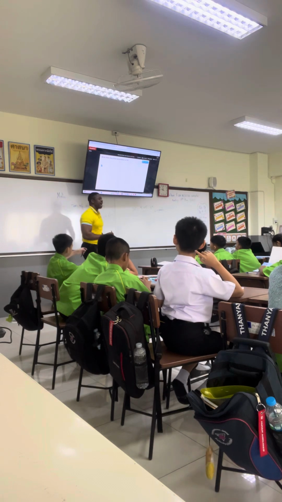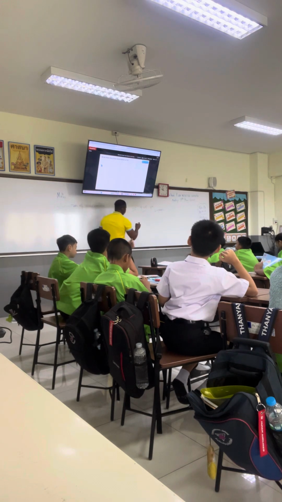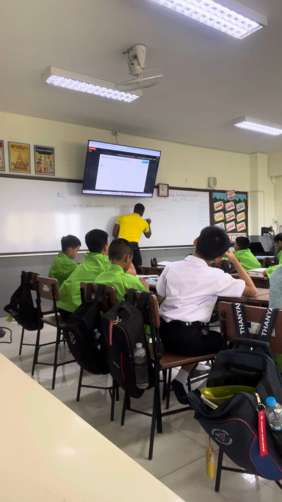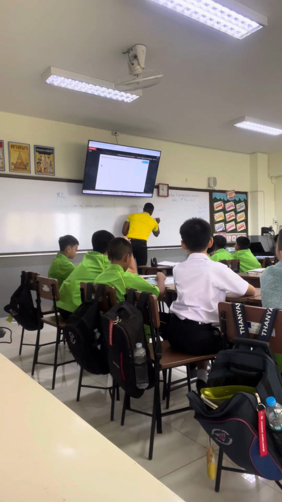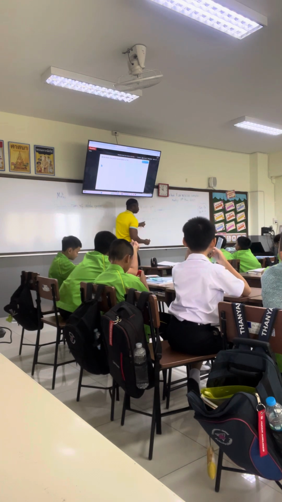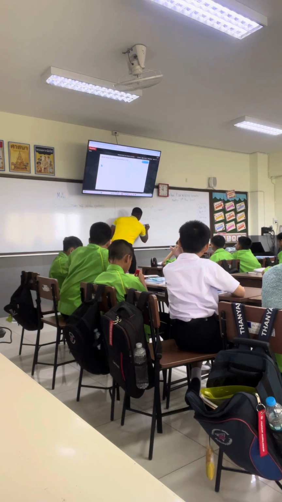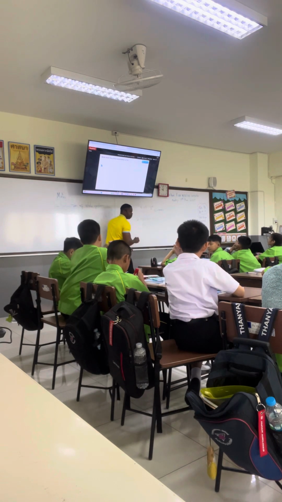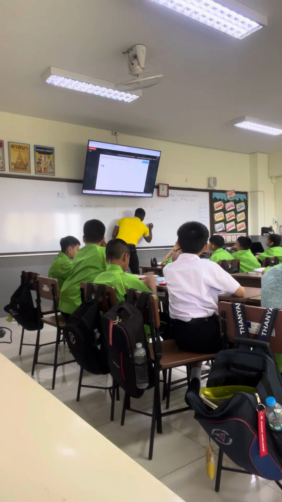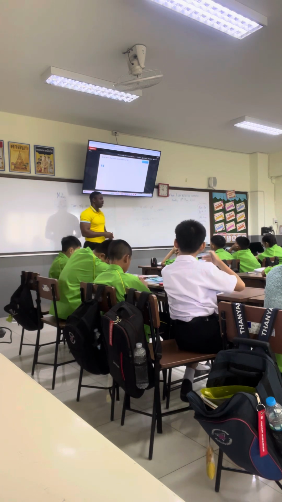Okay, if I have 2 times 2 times 2 times 3 times 3, how many 2s do I have here? 3. So 2 to the power 3 times, how many 3s do I have? 2. 3 to the power 2. You get it?